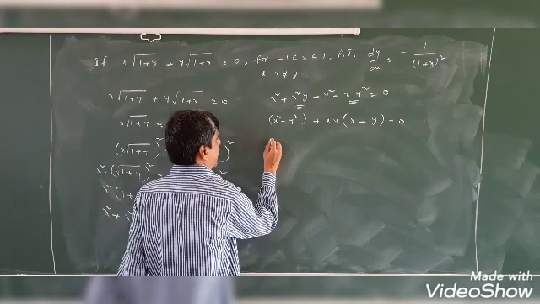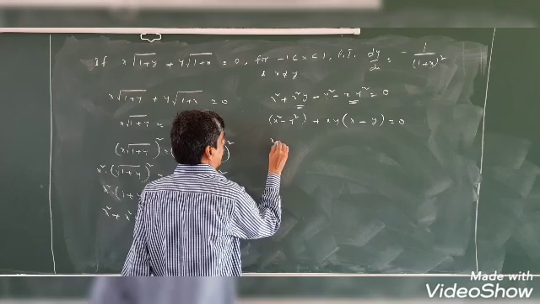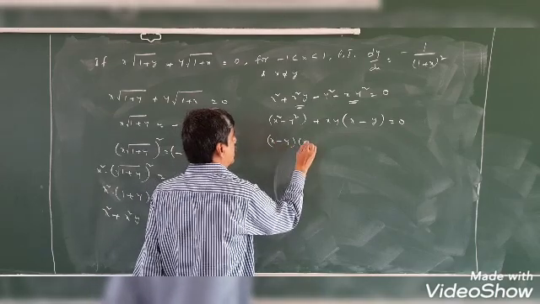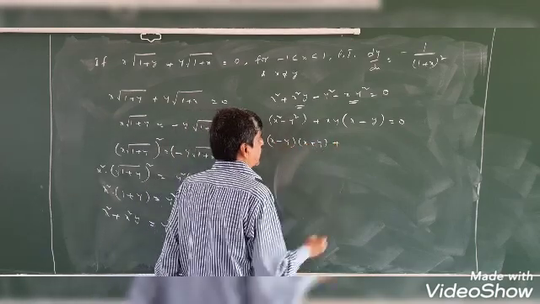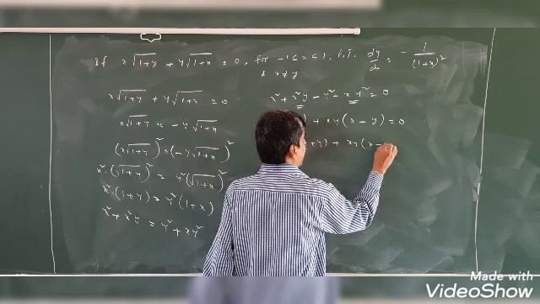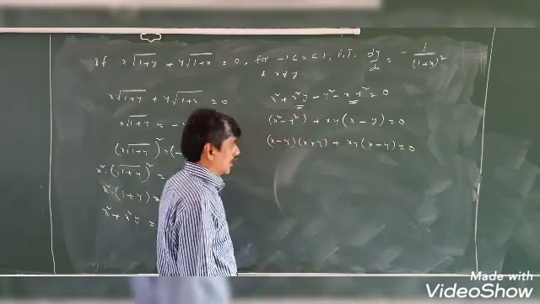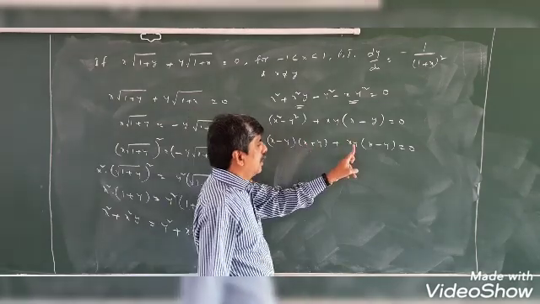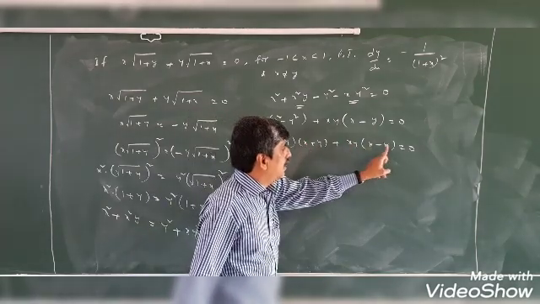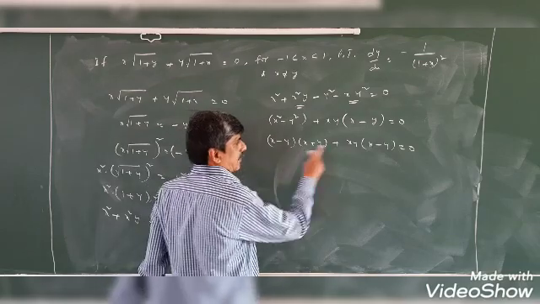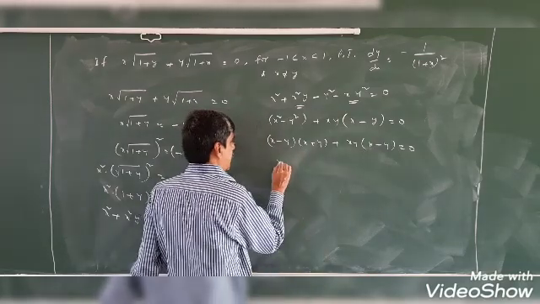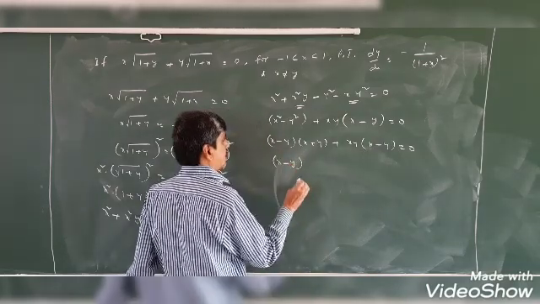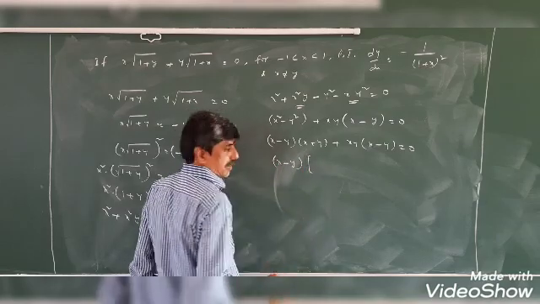So this x square minus y square, I am going to write as x minus y into x plus y, plus xy into x minus y is equal to 0. This is x minus y into x plus y is one term, and the other term is xy into x minus y. So here x minus y is there, here also x minus y is there. Then take x minus y common from these two terms.